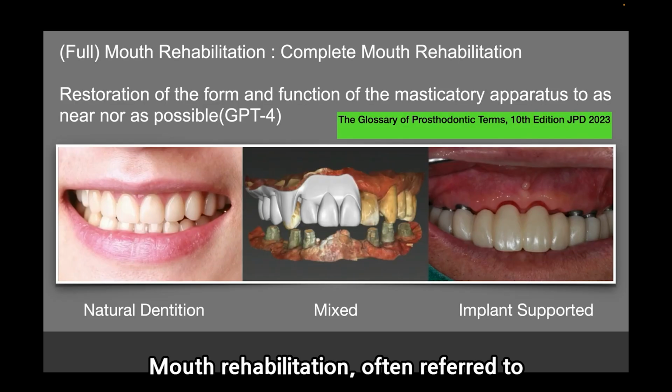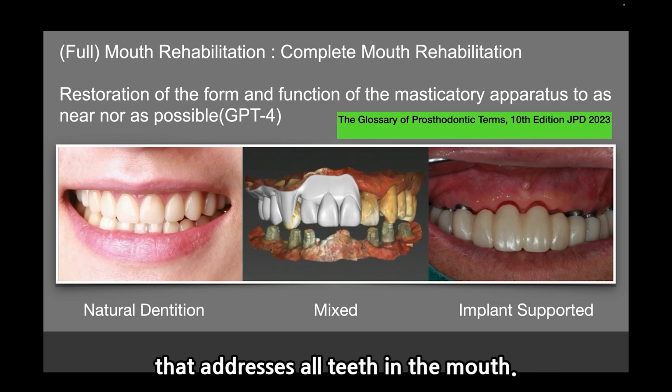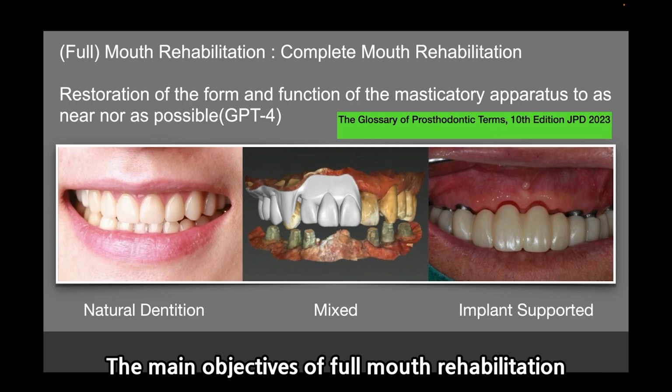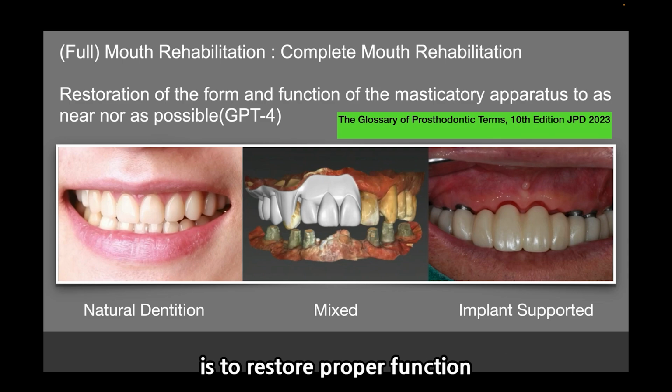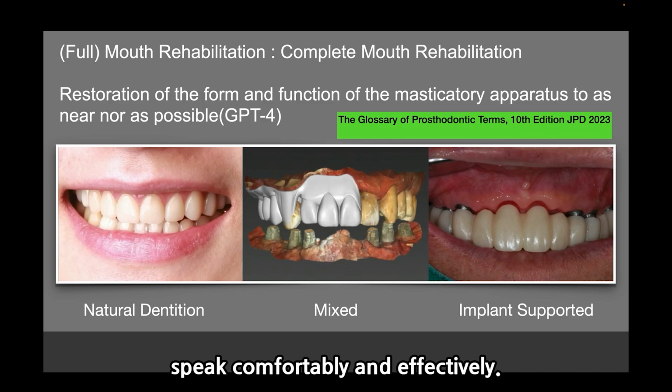Mouth rehabilitation, often referred to as full mouth rehabilitation, is a comprehensive treatment approach that addresses all teeth in the mouth. The main objectives of full mouth rehabilitation are to restore proper function and aesthetics to the mouth, ensuring that the patient can bite, chew, and speak comfortably and effectively.